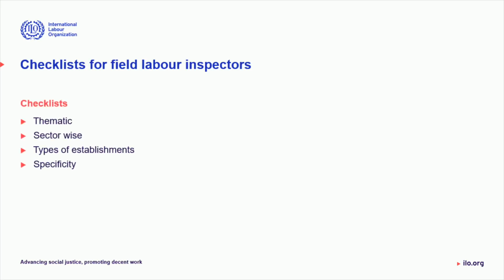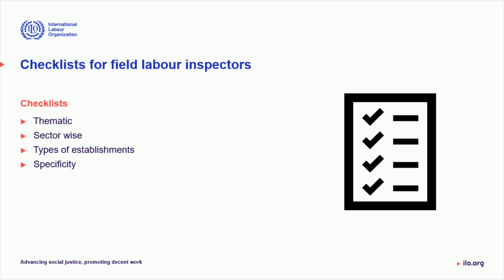Sector-wise checklists are focused on a particular sector, such as construction, agriculture, or manufacturing. These checklists are useful to ensure that the specific risks and hazards associated with the sector are addressed during the inspection. Checklists can also be designed for specific types of establishments, such as factories, offices, or hotels.